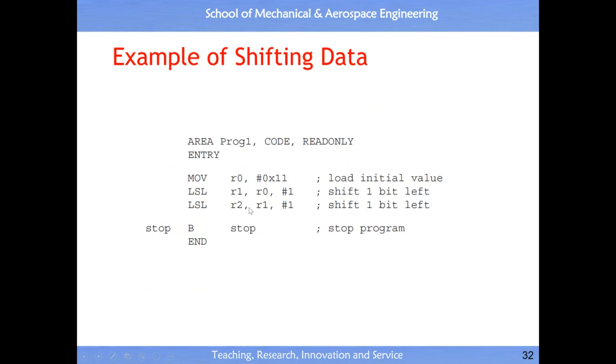And here is an example showing you how to make use of logic shift left to write this simple program. Now you know the meaning of AREA: this directive allocates a memory space for your program. This is read only, and this is the entry point of your program. First, load this value in hexadecimal format into register R0, then multiply this value by 2, because left shift by 1 bit is times 2, and store the result into R1. Then left shift R1 by 1 bit, so it multiplies the value of R1 by 2, and store the result into R2. Then stop.